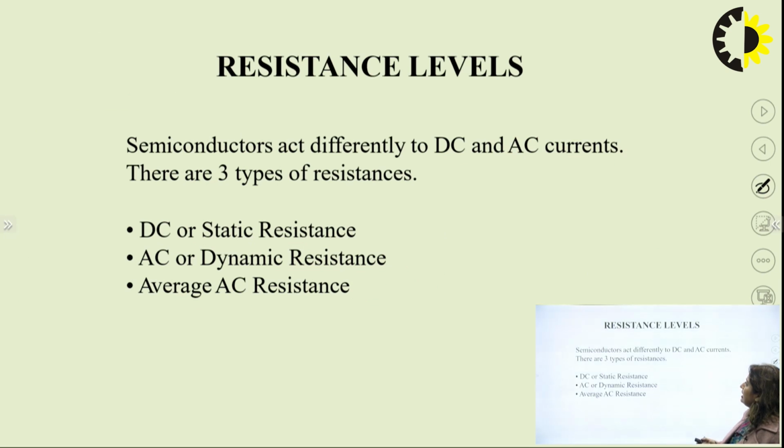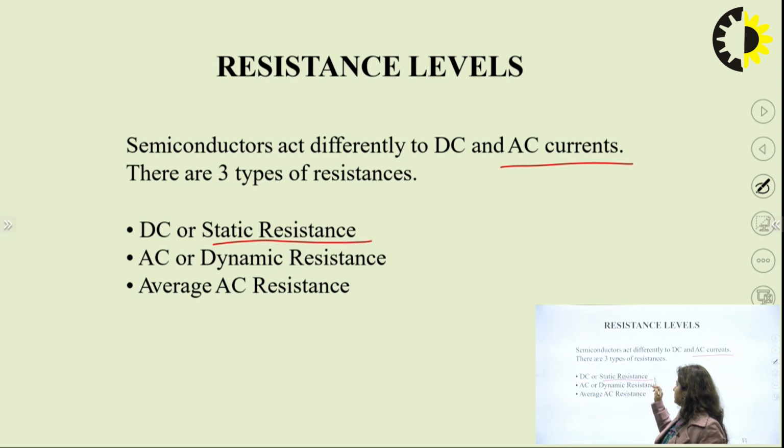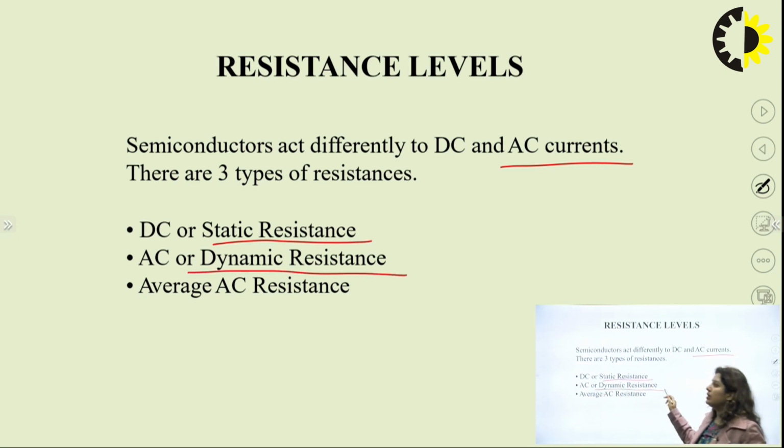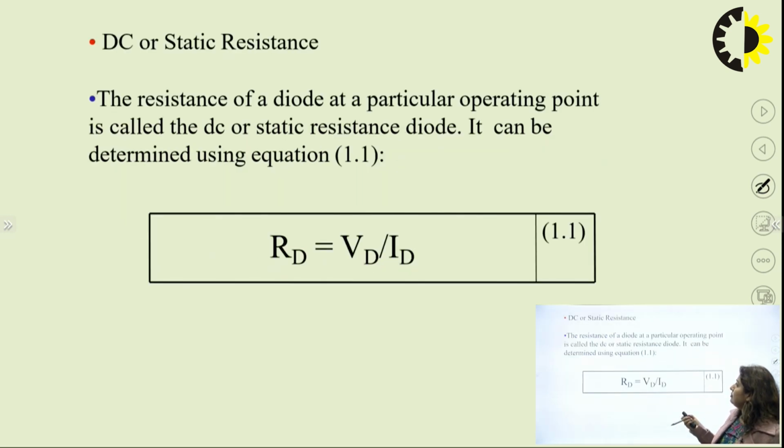So next we have the resistance level. Semiconductors act differently to DC and AC currents, and there are three types of resistances. The first one is the DC or static resistance, the second one is the AC or dynamic resistance, and the third one is the average AC resistance. We will look at these types of resistances and how they can be determined with the help of particular diodes.